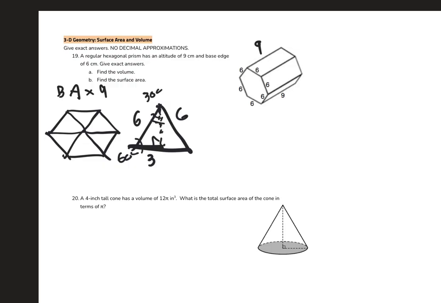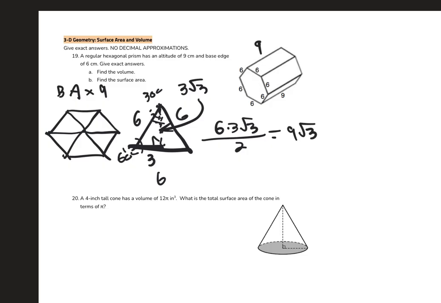So that means that the area of this whole triangle, since this side is 6, the whole side, is going to be 6 times, and again we said that this is 3 root 3. It's going to be 6 times 3 root 3 over 2, which is equal to 9 root 3. That's the area of one of the triangles in this prism base, and so the base area has to be equal to 6 times 9 root 3, which is equal to 54 root 3.